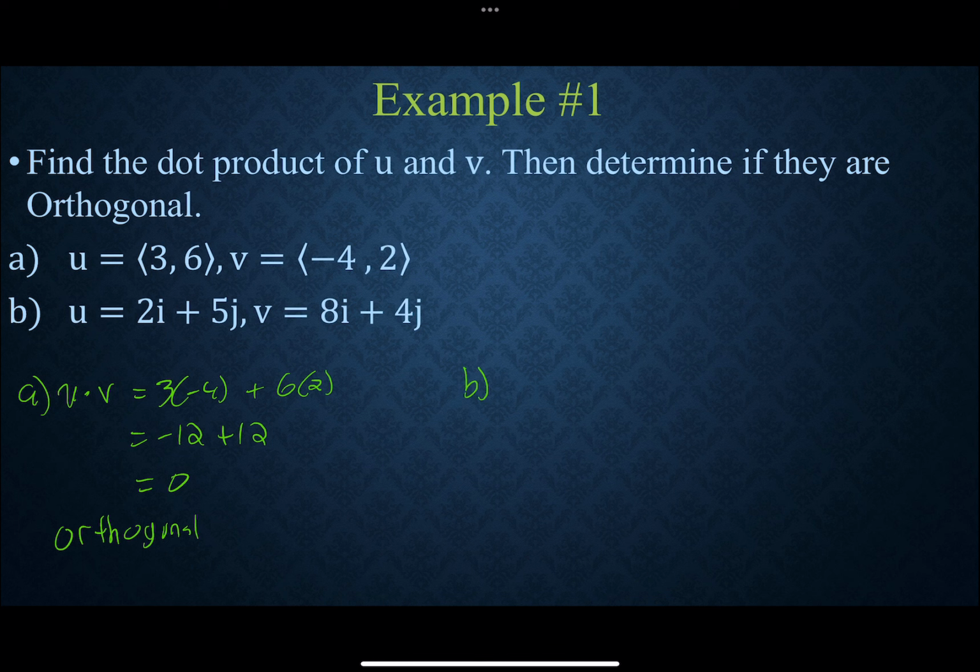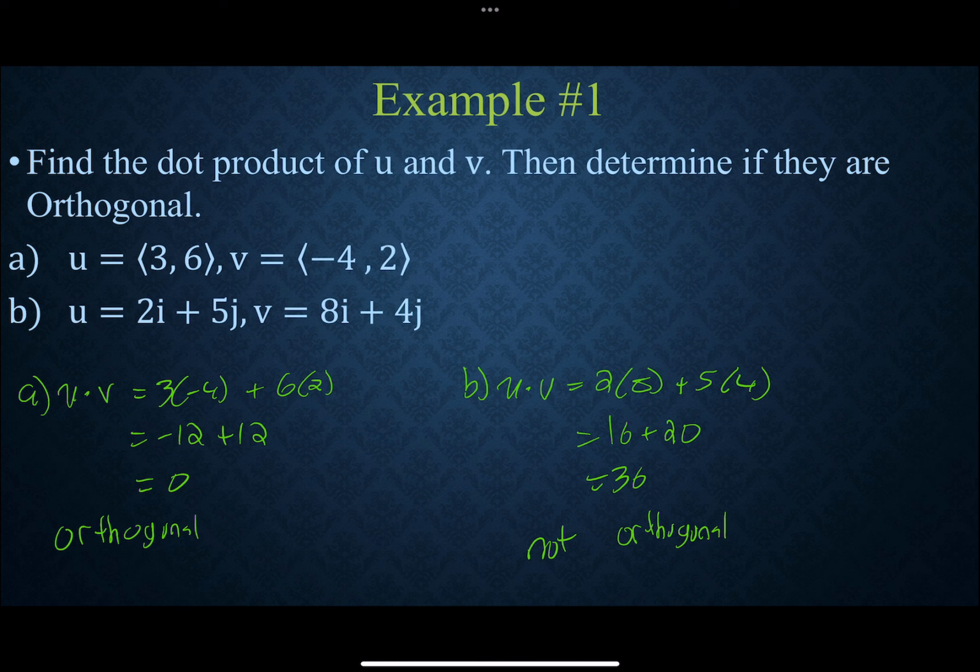For B, U dot V, so we would be doing 2 times 8 plus 5 times 4. When it's in that linear combination format, the I components multiply together and the J components multiply together, and if it was three-dimensional, then the K components would multiply together. So we would get 16 plus 20, which is 36. Because that's not 0, that's clearly not orthogonal.